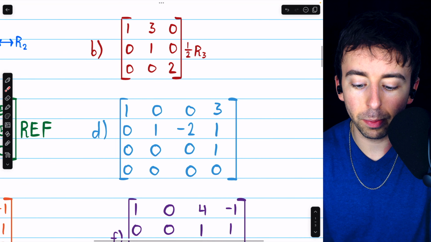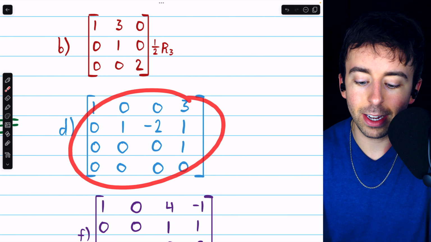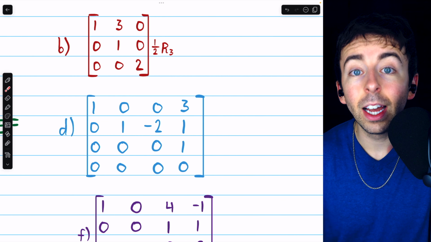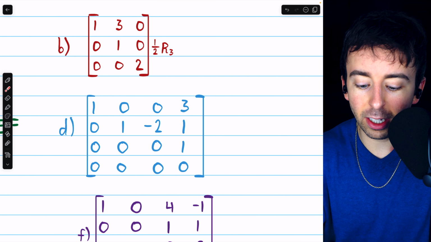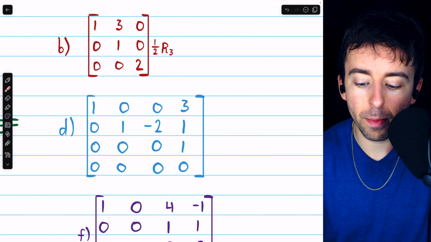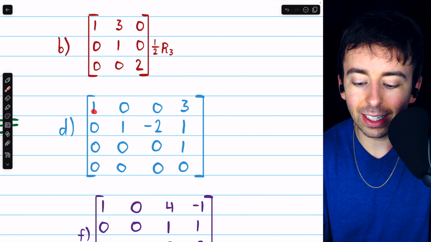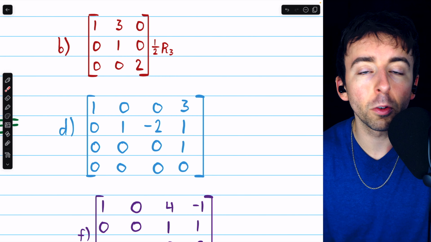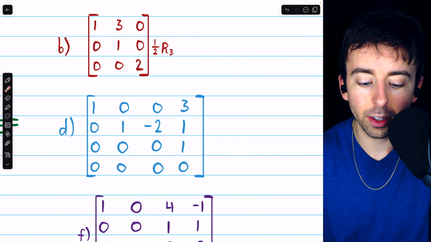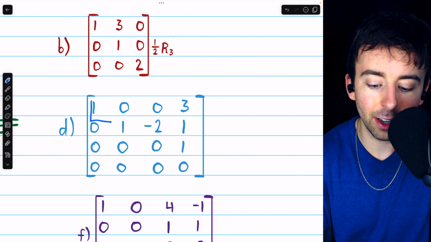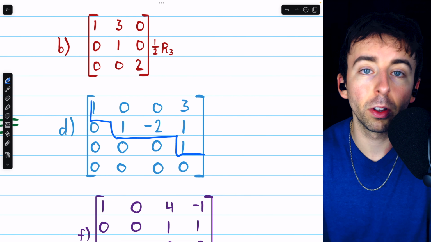Let's move on to problem D. Is this matrix in row echelon form? Again, this one is. The only 0 row occurs at the bottom of the matrix, and we see that each leading one occurs further to the right than the one before it. You see that typical staircase pattern of row echelon form.